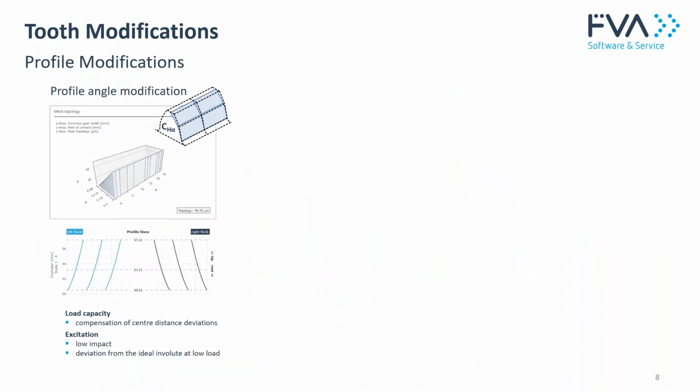Which micro modifications exist and are usable in the FVA Workbench? Starting with the profile modifications, we have the profile angle modification, which is compensating the center distance deviations, and it is leading to a deviation from the ideal involute. The pictures of the mesh topology and the inspection chart are standard outputs of our reporting.